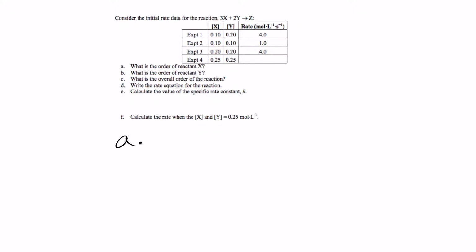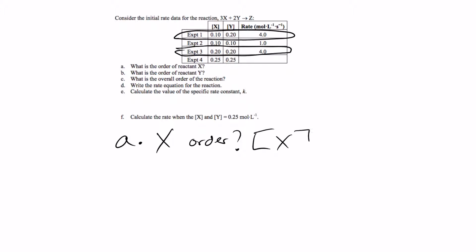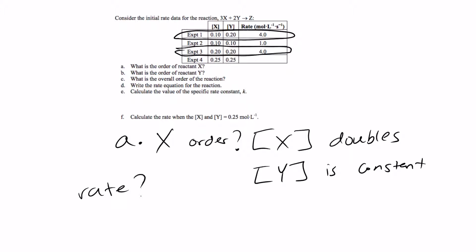So here, let's look at this problem. We have X and Y as our reactants. The first question, A, is what is the order of reactant X? So what I'm going to do is look for two experiments in the data. The particular experiments I want to pick out are an experiment where X is changing and Y is not. So you need one of the reactants to be constant. In this comparison of experiment 1 and 3, you see that Y is constant where X is doubling in concentration.